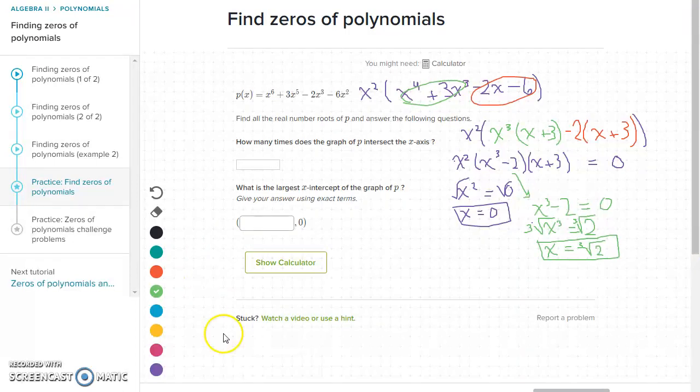All right, our last solution is x plus 3 equals 0. So that one's a little bit easier. So x plus 3 means that if I subtract 3 from both sides, x equals negative 3. Okay, so we have how many solutions? 1, 2, 3. And the question is, are all of them real solutions? In this case, all of them are real.